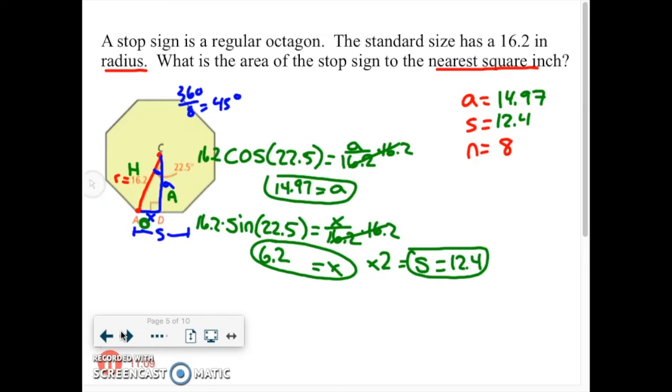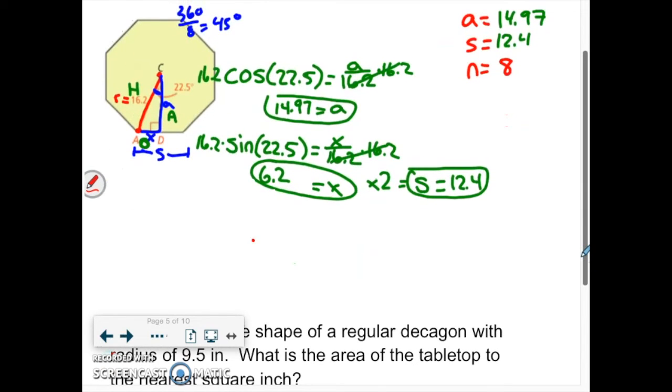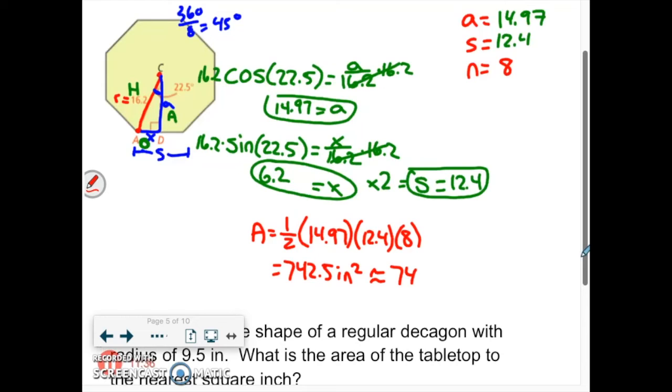So I'm going to continue a little bit below here. To get that final answer, we're ready for the formula, 1/2 ASN. A we figured out was 14.97, S is 12.4, and N is 8. When I punch all of that in, again, we're doing nearest square inch, I get about 742.5 square inches, which is going to round up to 743 square inches.